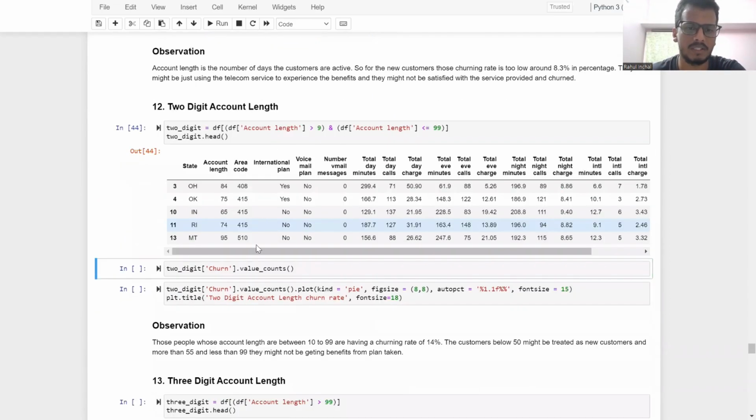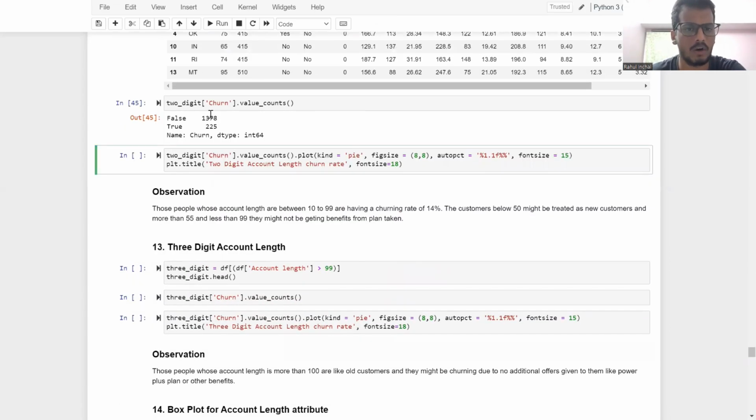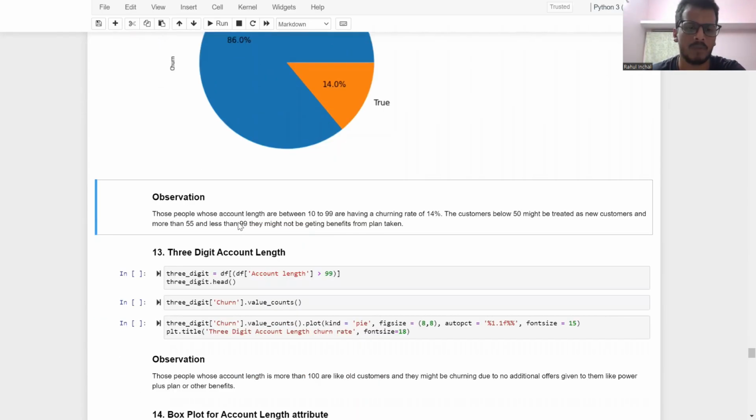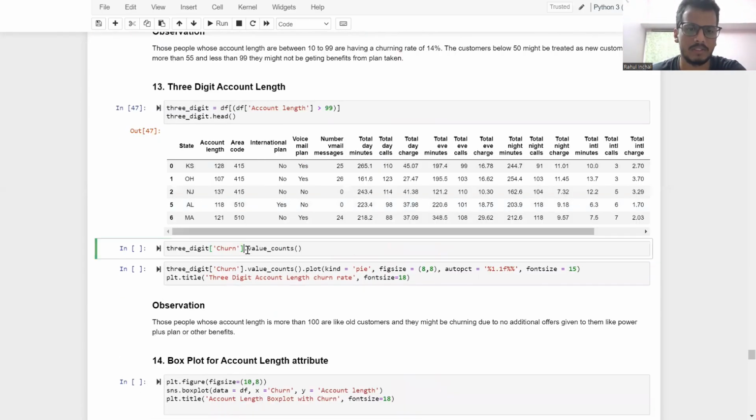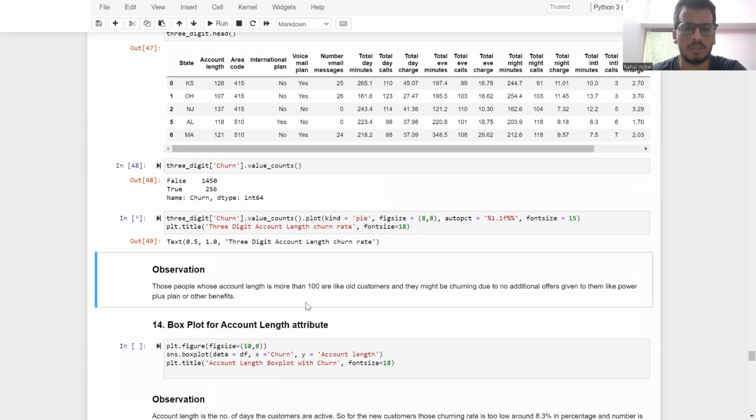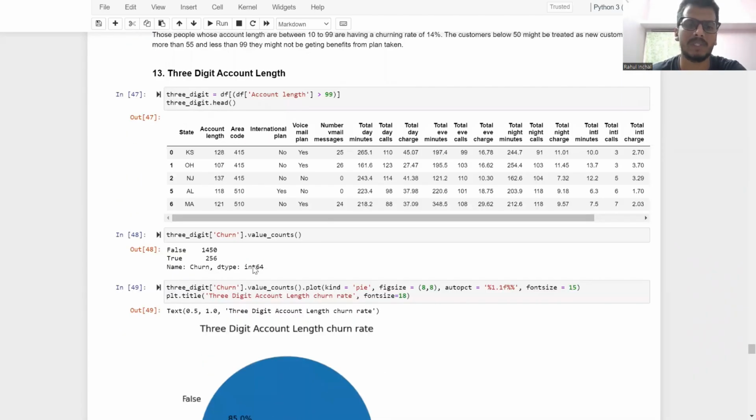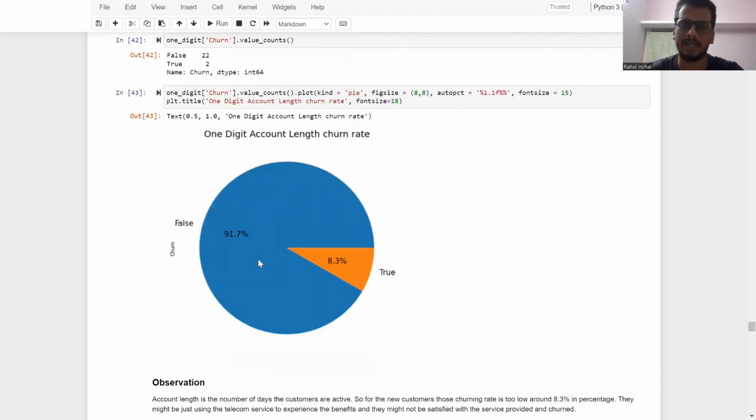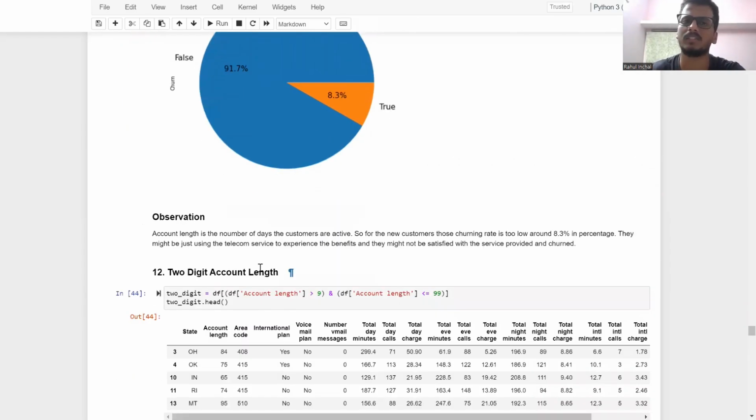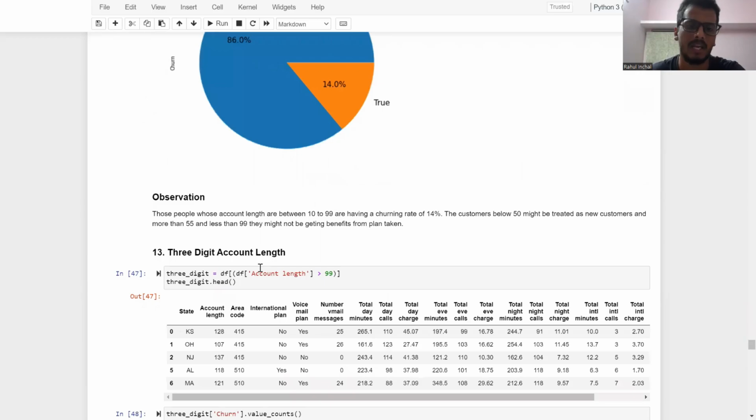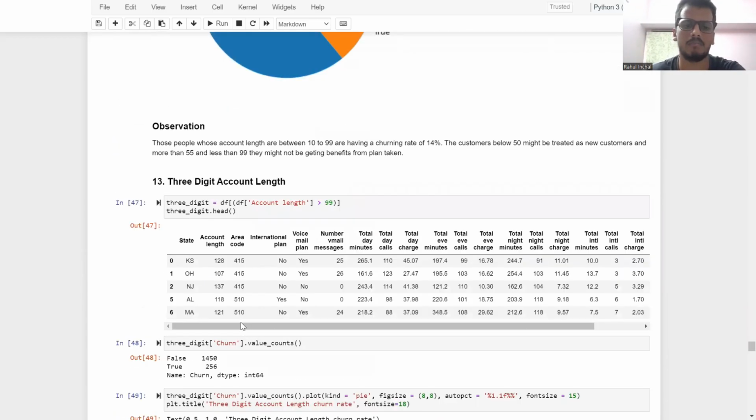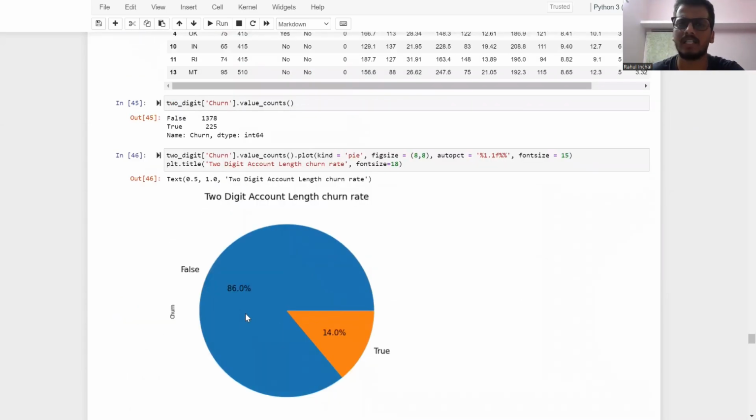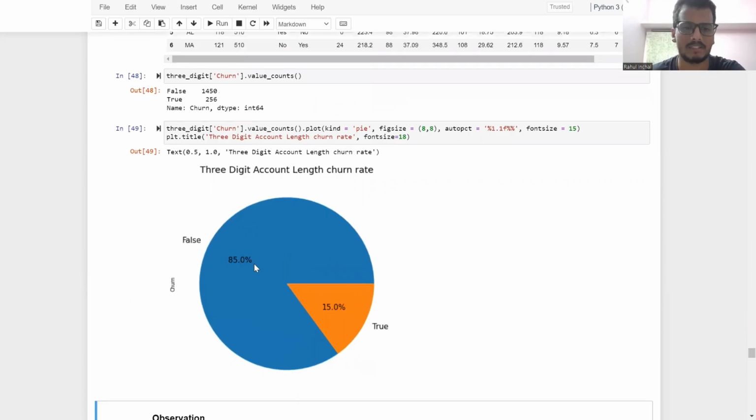Now again, go for two digits. There are a lot of people in two digits. Again, the churning rate is less compared to one digit here. And again, go for three digits. Three digits is the most. Here we can see 85%, which we can see from all three graphs: the more time people spend with the telecom industry, the less the chances are of them churning out. But then again, 85 is too much to ask. Still, compared to one digit and two digits, the churn rate here is less.